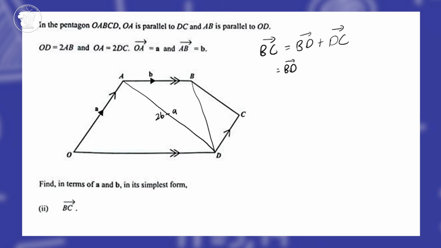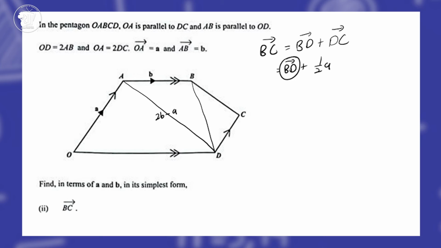So we can say BD, you can write this back, plus do we know the vector DC? They told us some information about DC at the top here. They said that OA is equal to 2DC. So if OA is equal to A, and this is 2 times whatever is here, we can say DC would be half of what is here. So we can say DC is equal to half A.